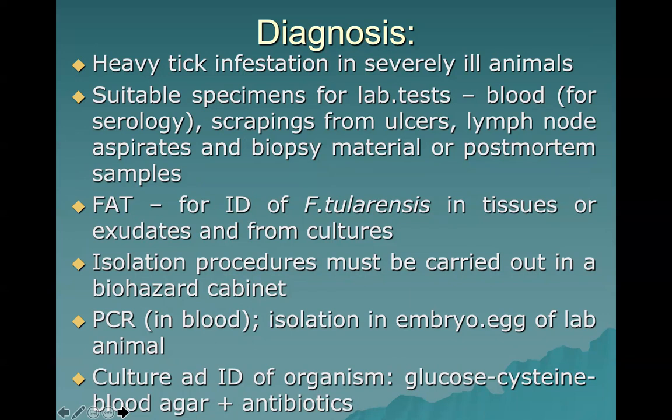Isolation procedures must be carried out in a biohazard cabinet because the organism is dangerous to handle. That's why isolation should be carried out in a biosafety cabinet. PCR, or polymerase chain reaction, in blood, and isolation in embryonated eggs or lab animals can be used. Culture and identification of the organism use glucose-supplemented blood agar with the addition of antibiotics.